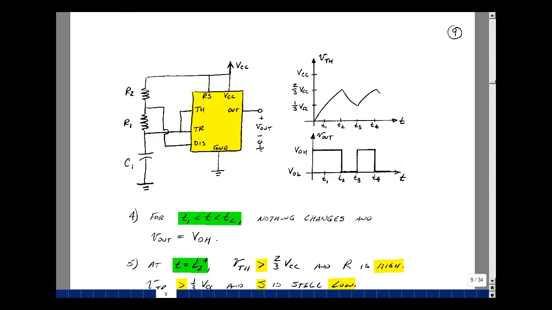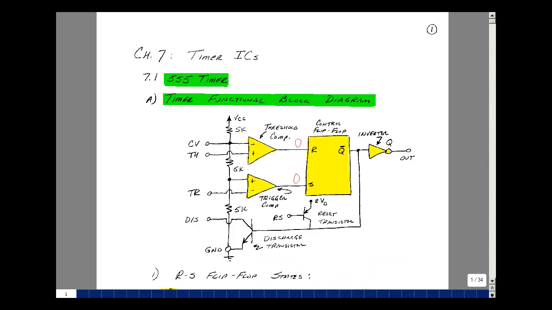Let's recap where we are. So we started out at t equals 0. The output went high. The discharge transistor was cut off, and we now have an RC charging circuit. We saw that as we crossed 1/3 VCC, nothing happened to the output. And now we're going to get to 2/3 VCC. So we'll take a look at our functional block diagram and see what happens.